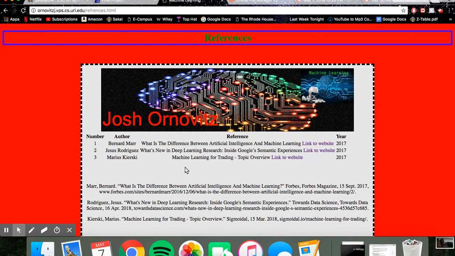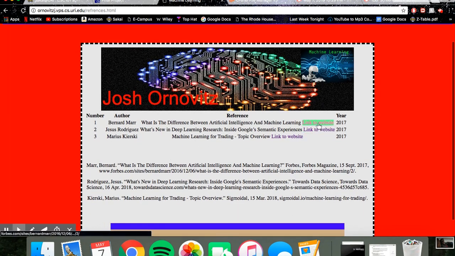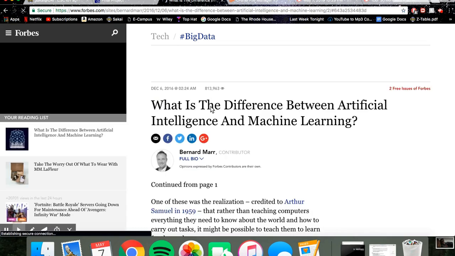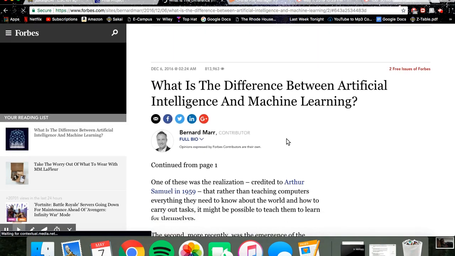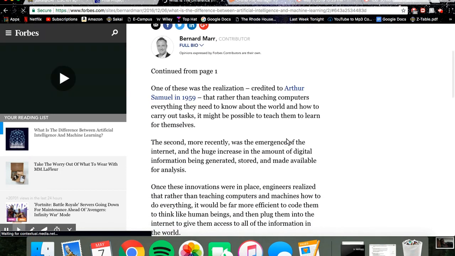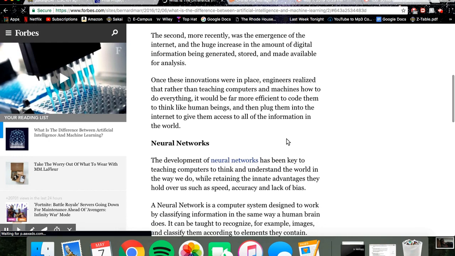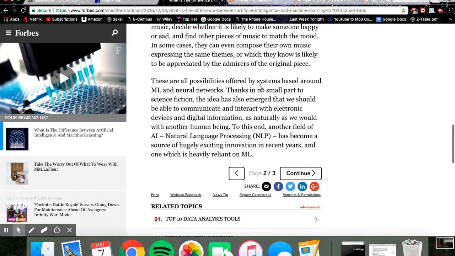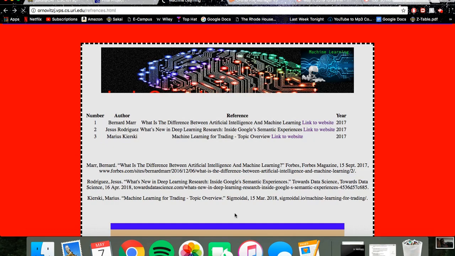And then these are my references. The one I liked very much was this one. It is a Forbes article about the difference between artificial intelligence and machine learning. It was very interesting. Machine learning is actually just a very finite part of artificial intelligence. If you go through this, it's a few pages, but it describes which parts of this kind of technology are machine learning and which are artificial intelligence.